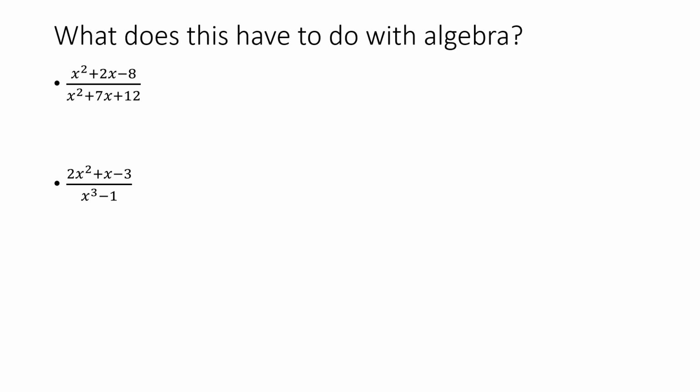So how do we do this? What does all of this have to do with algebra? If you look back in this lesson, the strategy that we're doing is we are going to factor the numerator and denominator and then cancel the common factors.